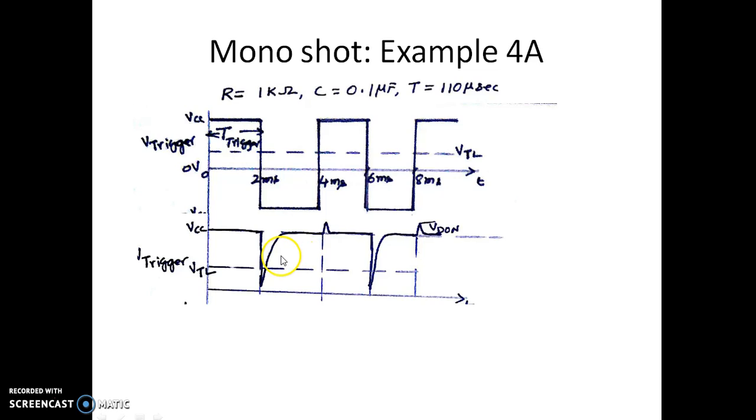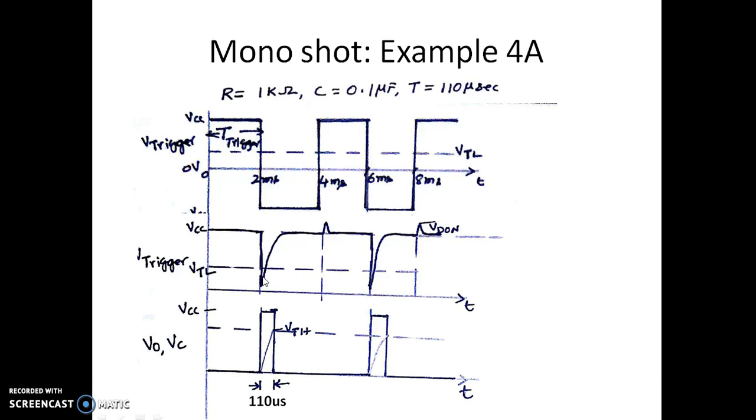If I apply this type of signal as a monoshot trigger signal, you can see once the voltage goes below VTL, the output goes to quasi stable state, remains for 110 microsecond, comes back. So this is what is valid here. Here it is going down below VTL, which is made to go down like this. But here you can see this was remaining at minus 5 volts or minus VCC for 5 millisecond.